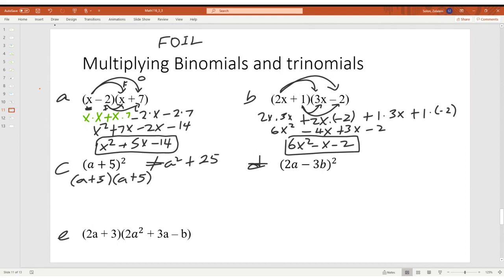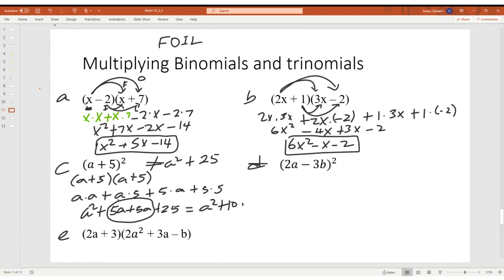So a times a. So I'll distribute the a over a plus 5. So a times a is a squared plus a times 5. Then 5 times a and 5 times 5. Just distribute over the second polynomial. You distribute a first, then you distribute the 5. So a times a is a squared, a times 5 is 5a, 5 times a is again 5a, then 5 times 5 is 25. So you combine those in the middle, 5a plus 5a is 10a. So I have a squared plus 10a plus 25. Okay, that's your final answer.